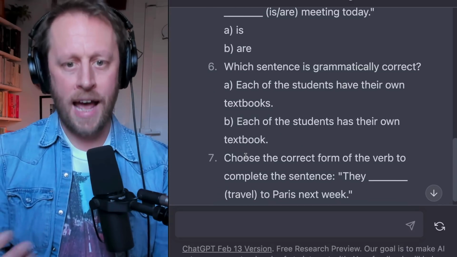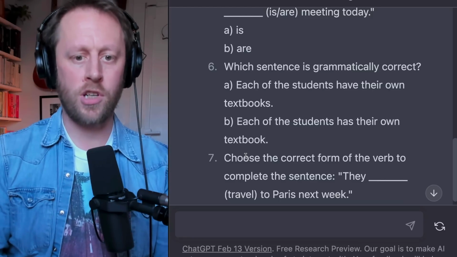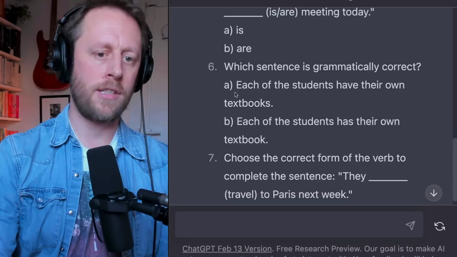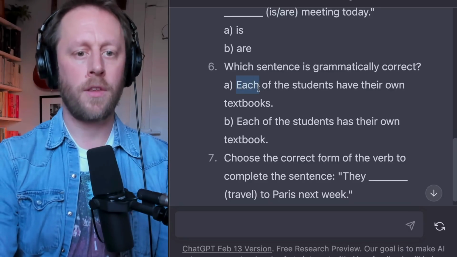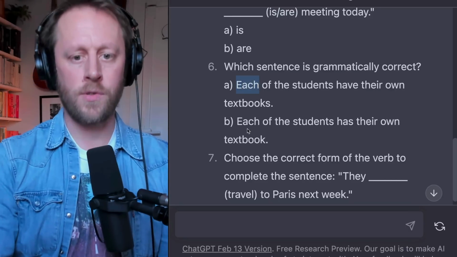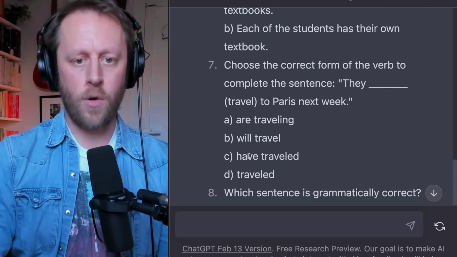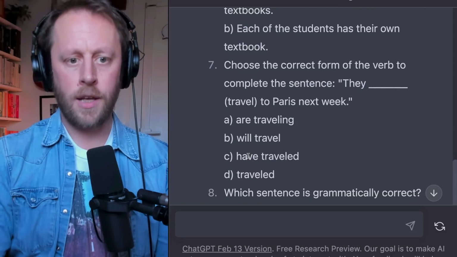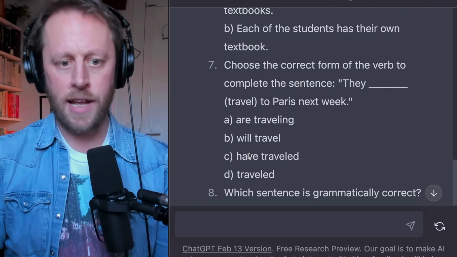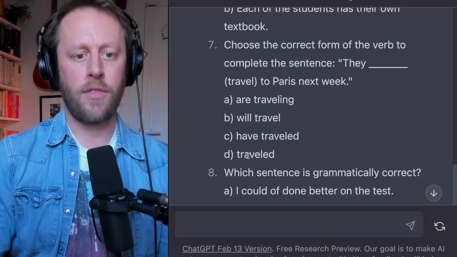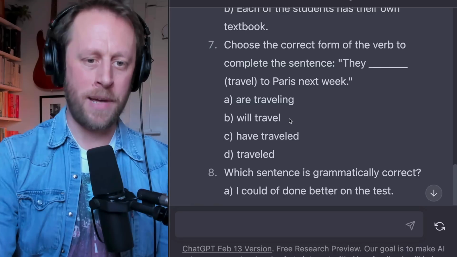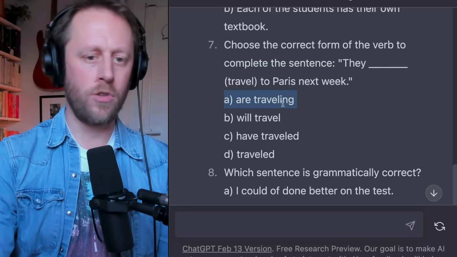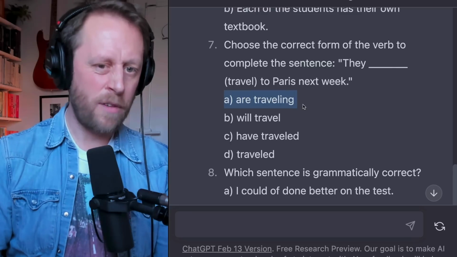Number 6, which sentence is grammatically correct? Each of the students have their own textbooks, or each of the students has their own textbooks. So this is about subject-verb agreement. When we use the word each, okay, it's each of the students has. Number 7, choose the correct form of the verb. They travel to Paris next week. So they are travelling, they will travel, they have travelled, or they travelled. So it's either A or B, probably A. We normally use present continuous to talk about future plans.